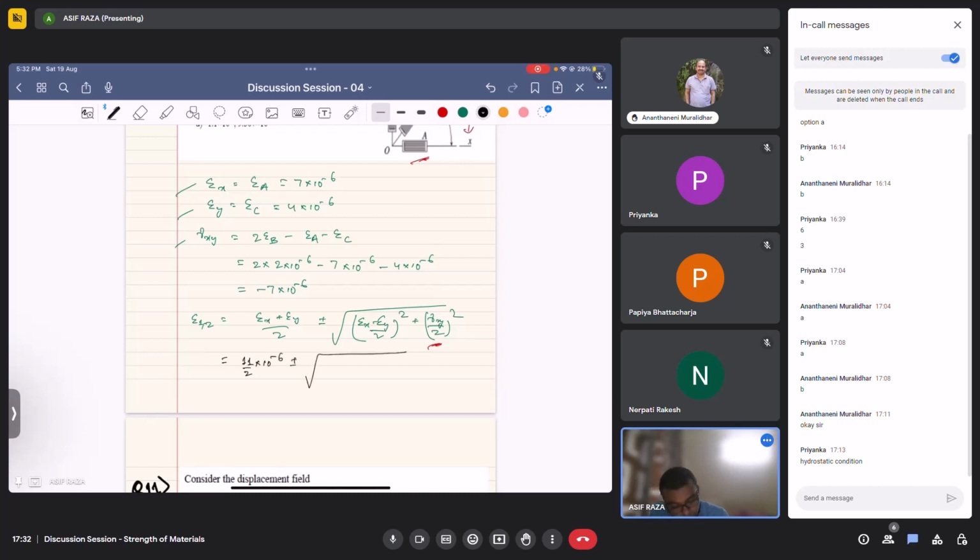And 7 minus 4, that is 3 by 2. That would be 9 by 4 into 10 to the minus 12. Then gamma xy is minus 7. So even though it is minus, that won't affect. So minus 7 by 2, 3.5, or just write 49 by 4 to the minus 12.